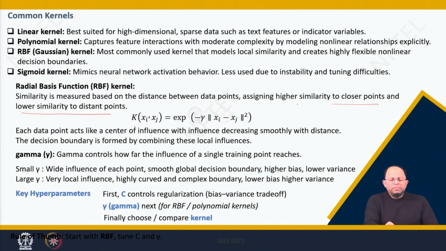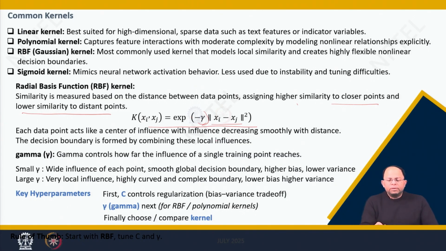So this is the kernel function that you are seeing. We take an exponential of minus gamma times xi minus xj. This is the distance between these two points, and we take this particular kernel function, and that is how the data points get transformed. Each data point acts like a center of influence, with influence decreasing smoothly with distance. That's why this gamma factor is introduced.